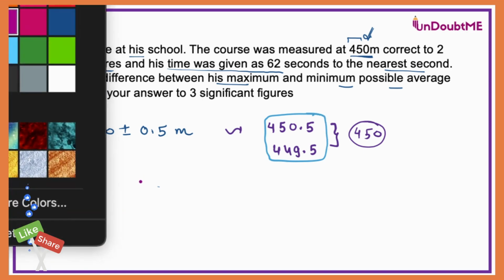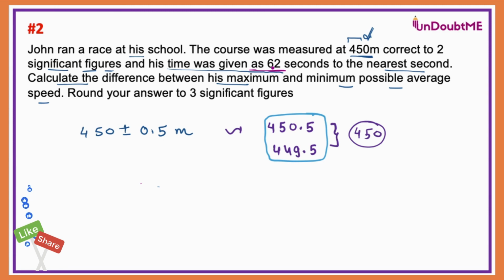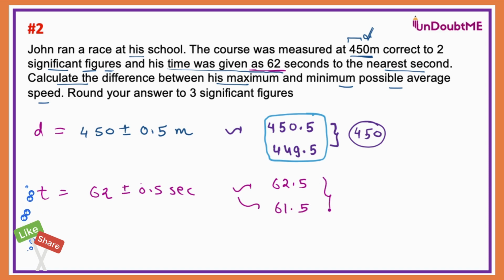Similarly, if I look at the other one, time is given as 62 seconds to the nearest second, so that means plus minus 0.5 seconds. So the upper bound value of time is 62.5 while the lower bound is 61.5 seconds. In both cases the rounded value to the nearest second will be 62 only. Now calculate the difference between the maximum possible average speed and the minimum possible average speed.